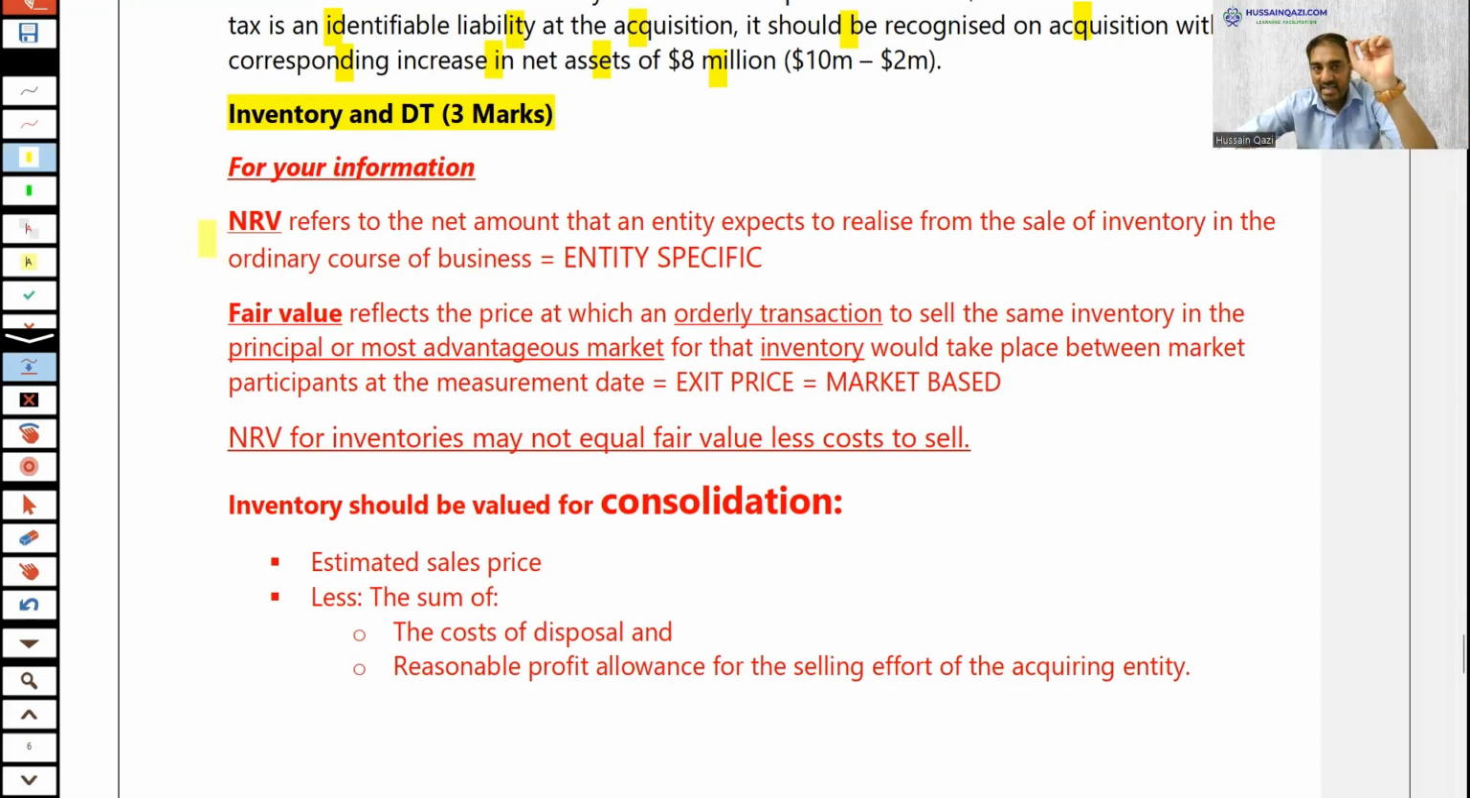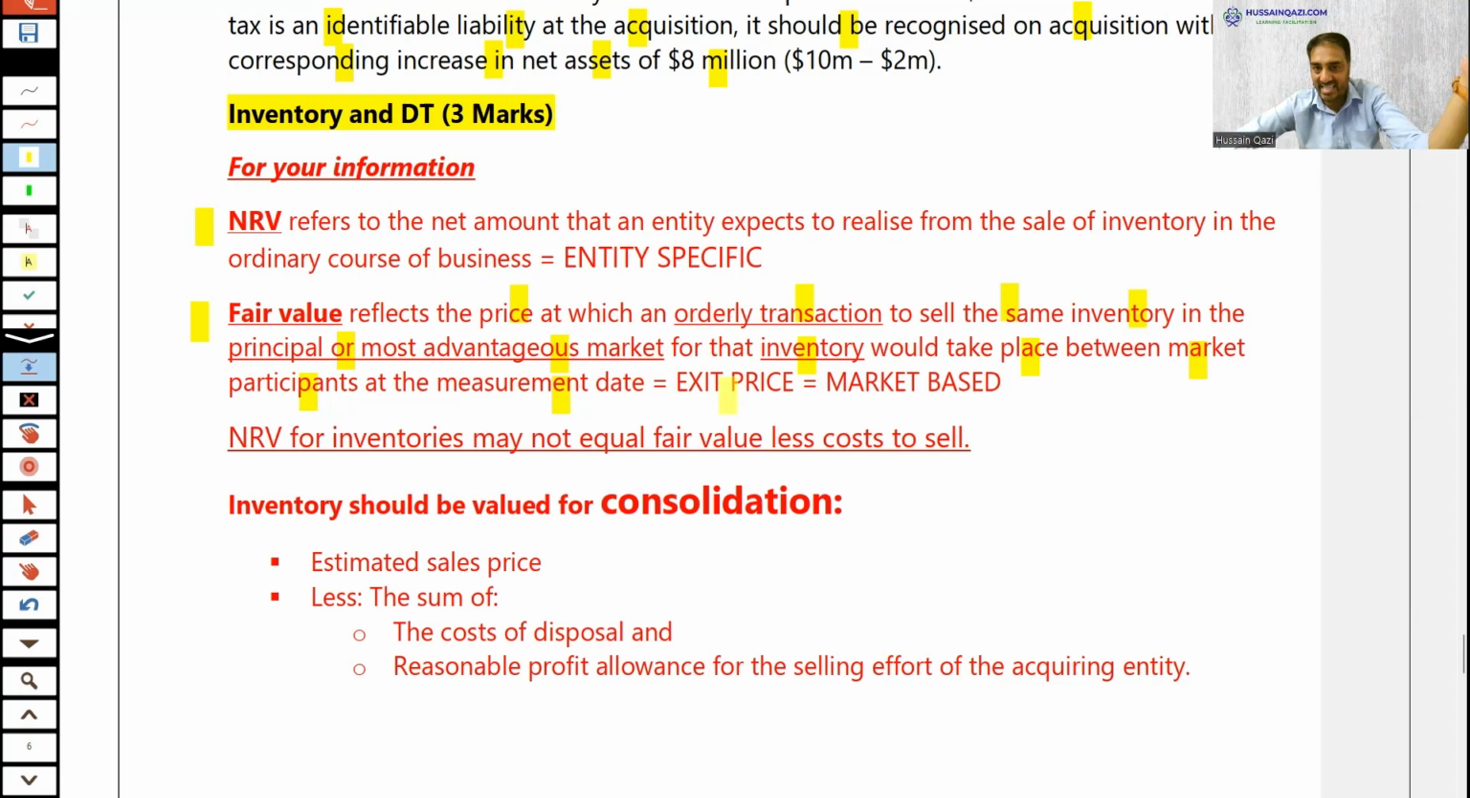Number 1, one concept is fair value, and another concept is NRV. NRV is a term used for inventory, but fair value and NRV are not the same. Fair value reflects only the price at which an orderly transaction to sell inventory in the principal and most advantageous market would take place between market participants at the measurement date.